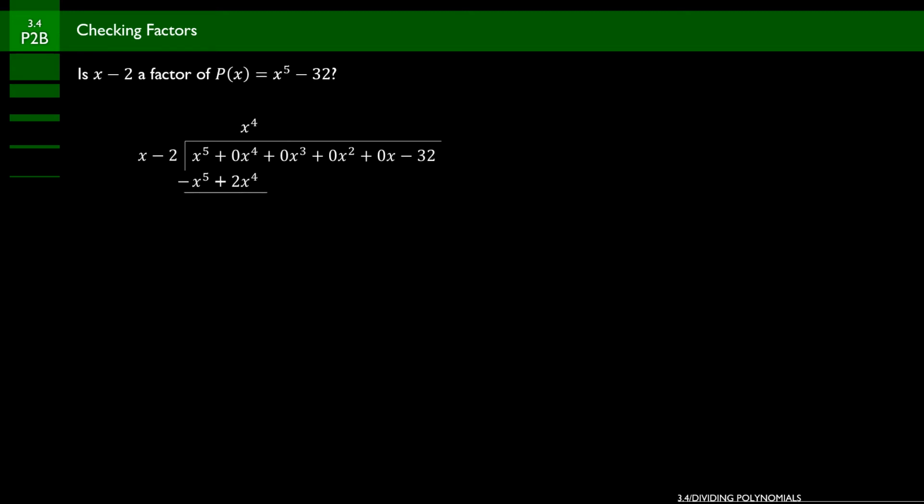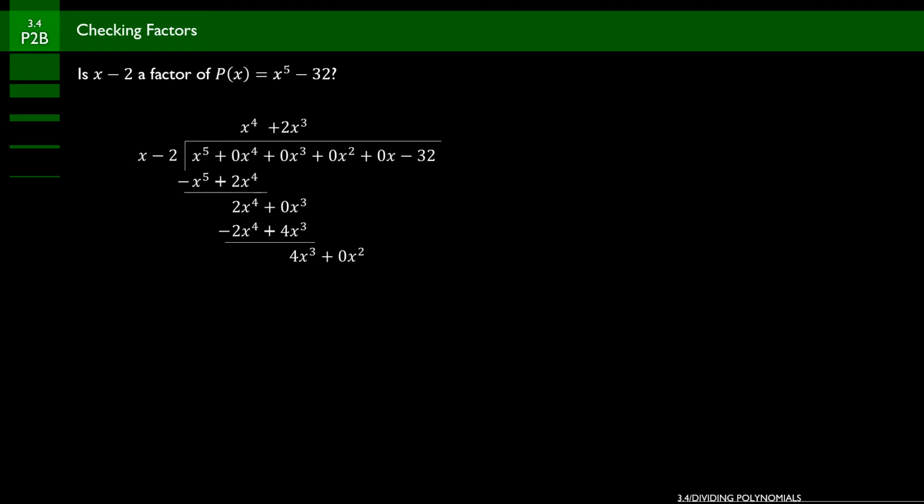The first terms cancel out. We're left with 2x to the fourth. Bring down the 0x cubed. What do we do to x to make it into 2x to the fourth? We multiply 2x cubed. So 2x cubed distributed through the divisor gives us 2x to the fourth minus 4x cubed. Change the signs, so negative 2x to the fourth plus 4x cubed. The first terms cancel, bring down the 4x cubed, and then bring down the 0x squared.